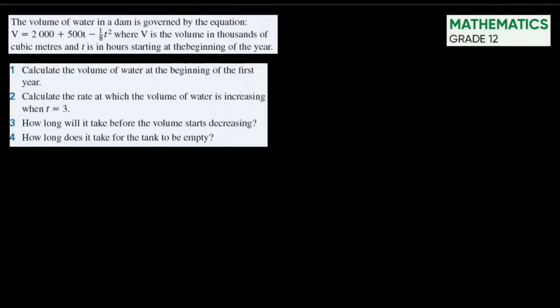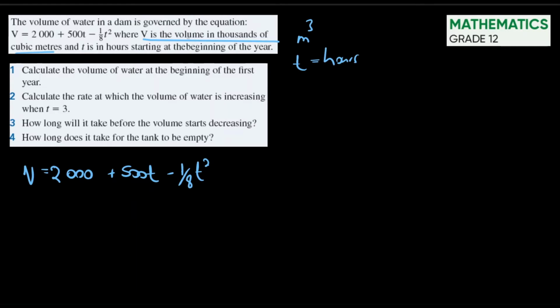It says calculate the volume of the water in the dam, governed by the equation. So we're given the primary equation here, which is V, which is volume, equals 2000 plus 500 times t minus 1/8 times t squared, where V is the volume in thousands of cubic meters. So the unit is meters cubed, and t is in hours starting at the beginning of the year.